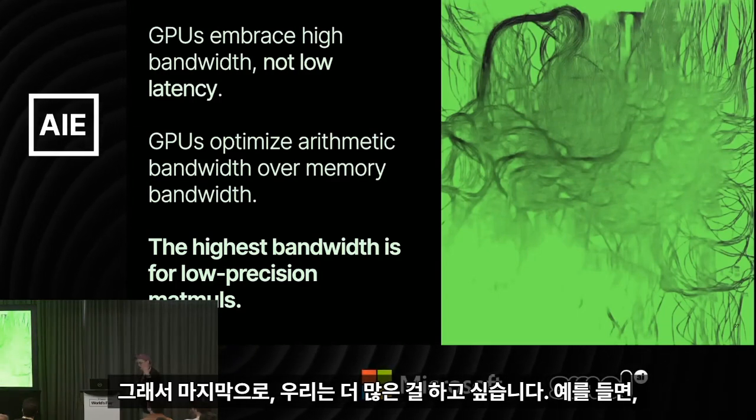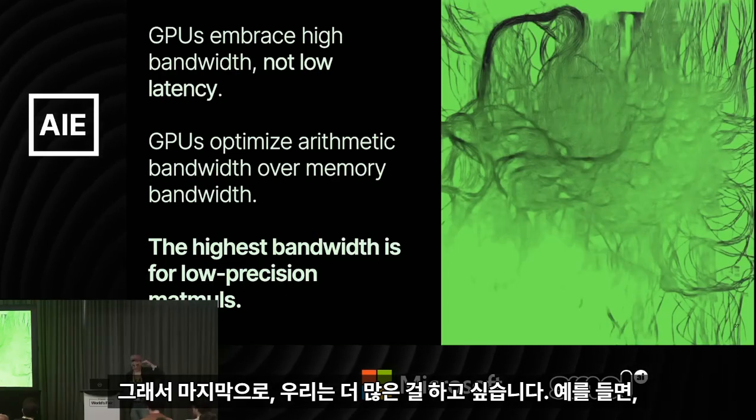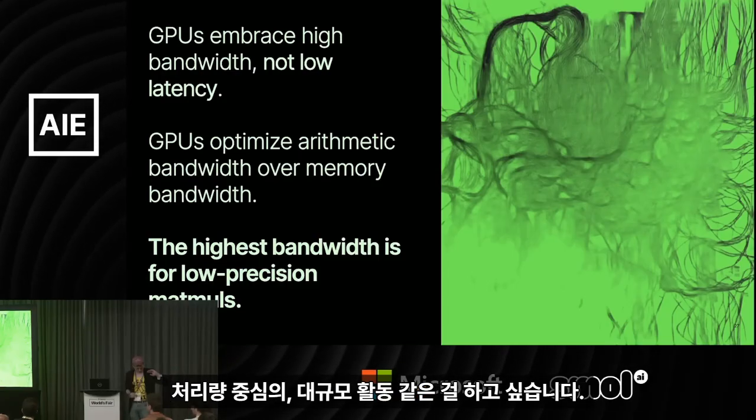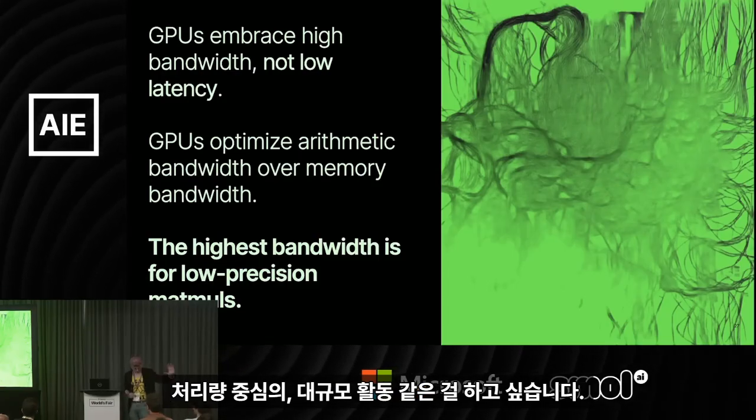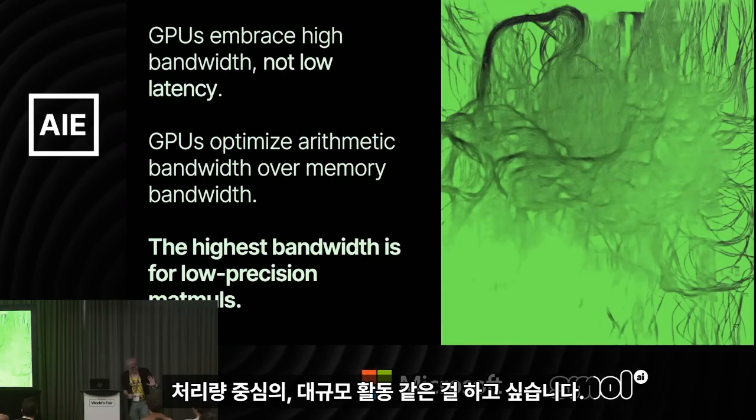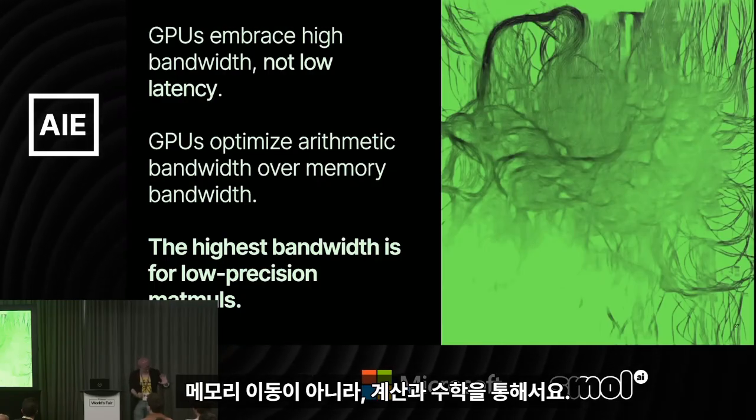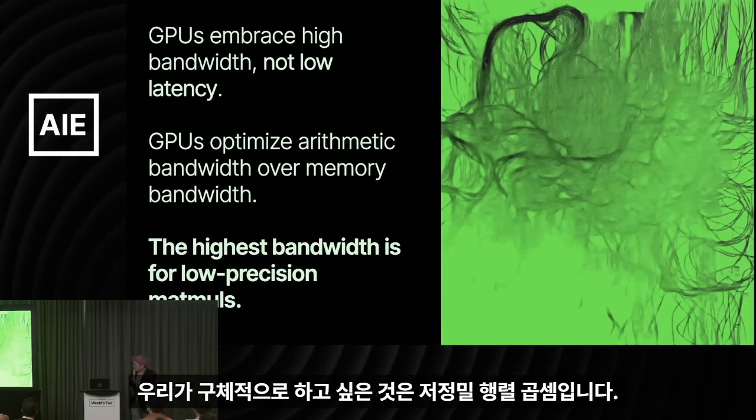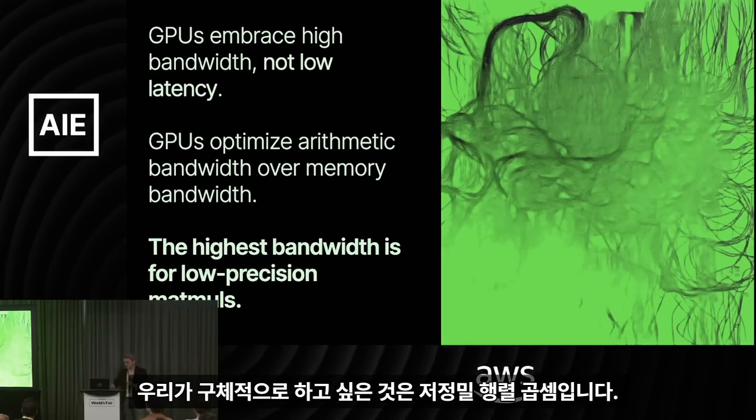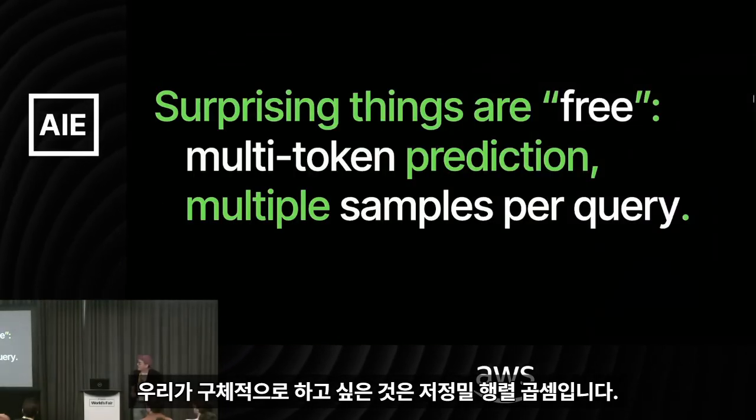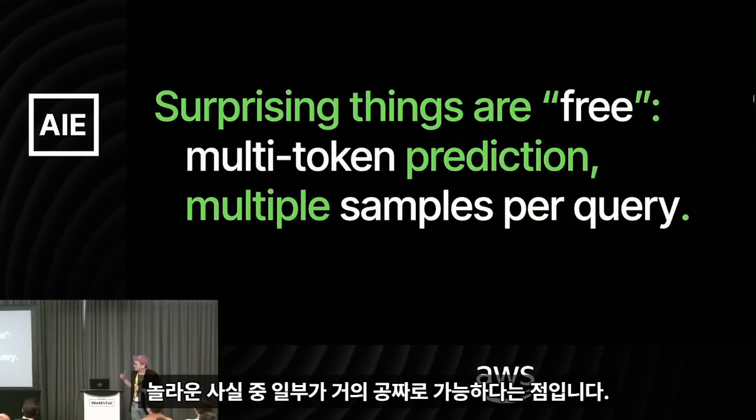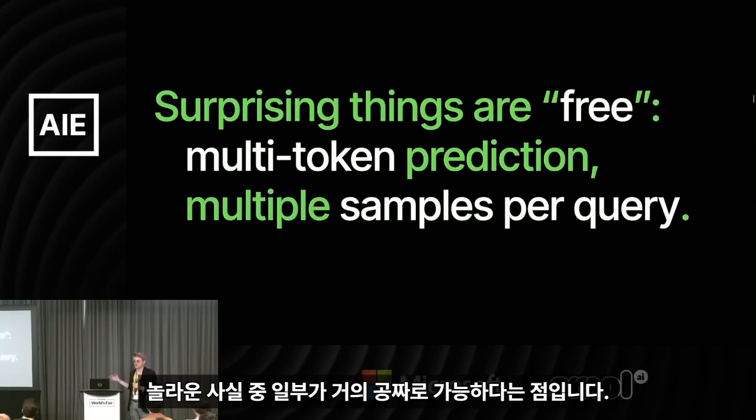So lastly, we want to do more throughput-oriented, large-scale activities. We want to do it with computation and mathematics, not with memory movement. And the specific thing we want to do is low-precision matrix multiplication. And the takeaway here is that some surprising things are going to turn out to be approximately free.